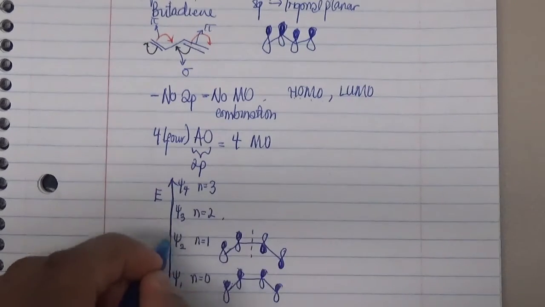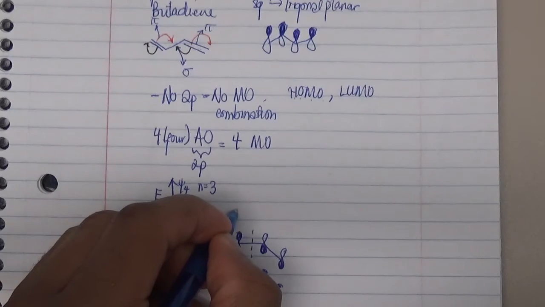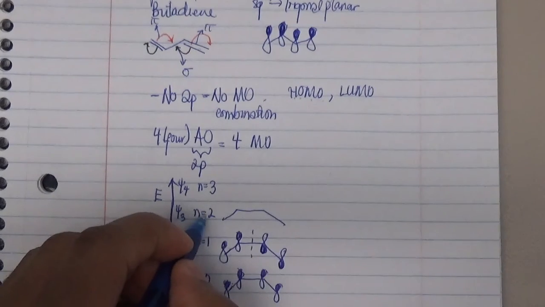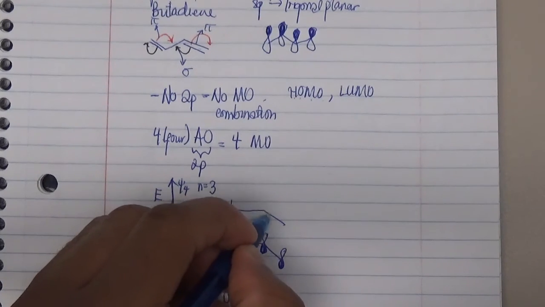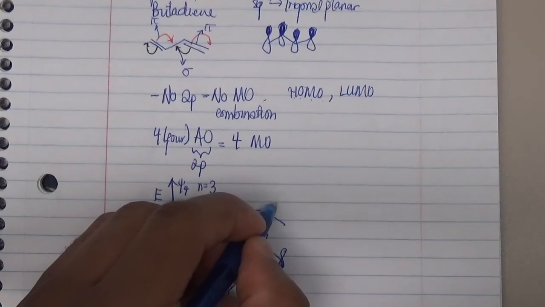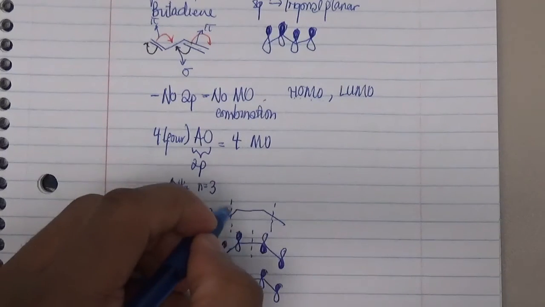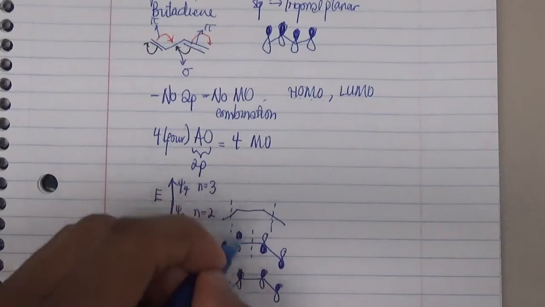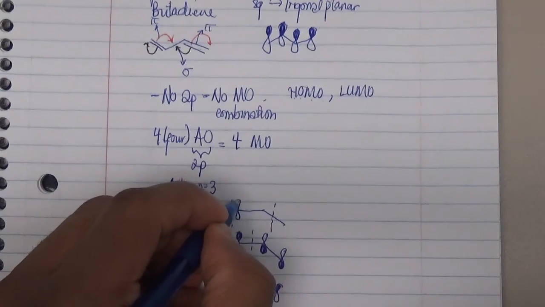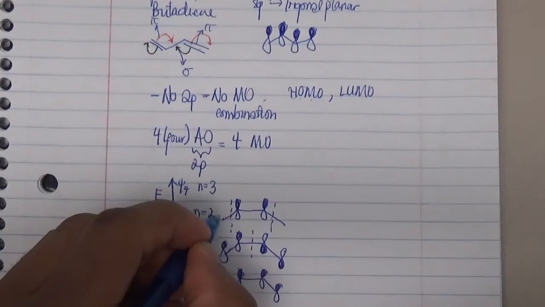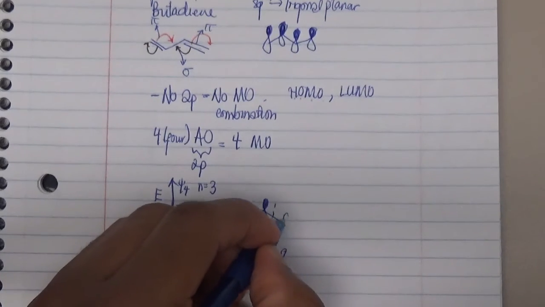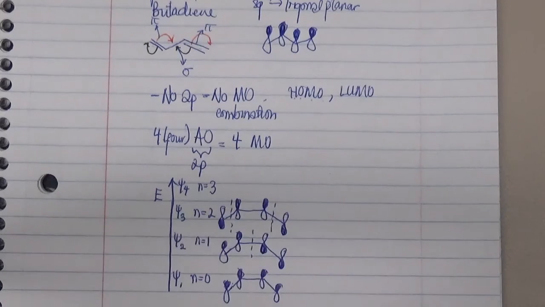Now, moving over to the third one, the third combination will have an increase in the number of nodes to 2. Thereby, between carbon 1 and 2, I'm going to have a node there, and in between 3 and 4, I'm going to have a node over there. Now, 2 and 3 will be in phase with respect to each other, while 2 and 1 will be out of phase with respect to each other, and 3 and 4 will be out of phase with respect to each other.